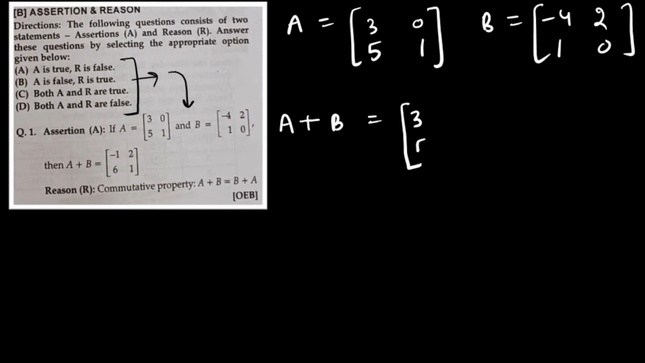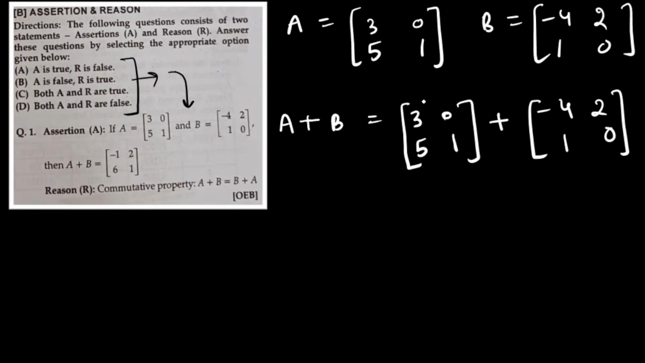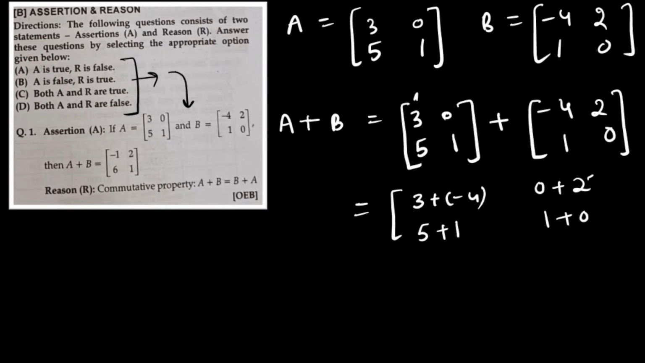So 3, 5, 0, 1. First of all I have to write the A matrix, then plus, then we can write matrix B: -4, 1, 2, 0. Then corresponding elements get added. So 3 gets added with -4, 0 gets added with 2, 5 with 1 and 1 with 0. If I add, I'll get -1, 2, 6, 1.